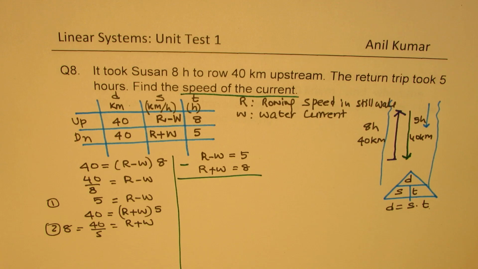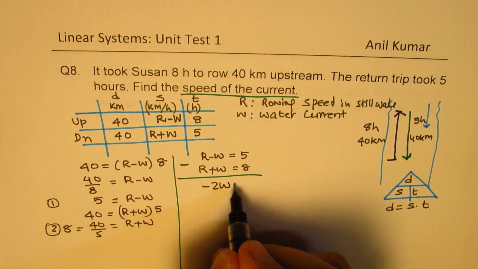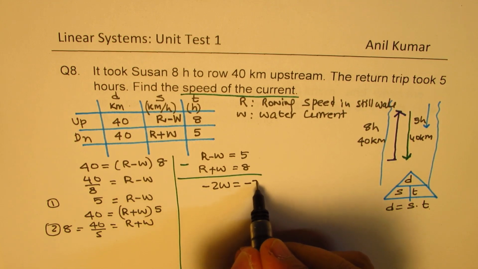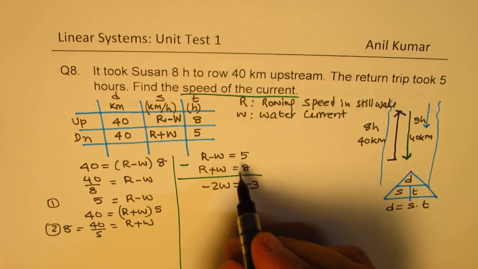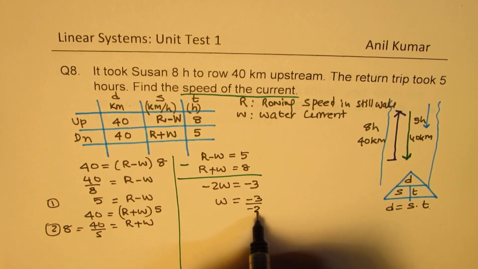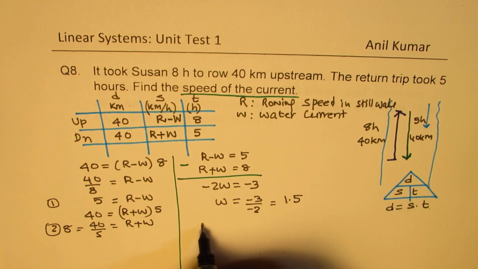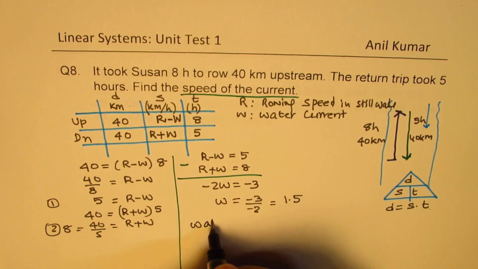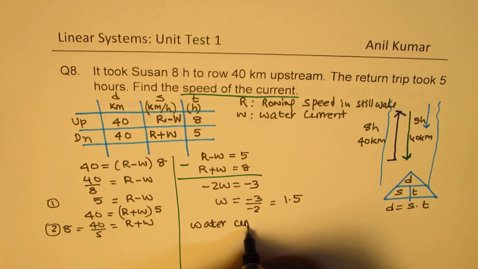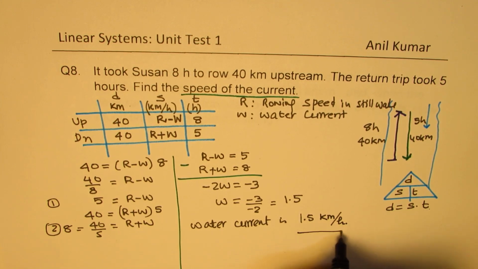So we'll just subtract. When I subtract, R and R cancel and we get minus 2 times W equals minus 3. Correct? So the speed of the water will be minus 3 divided by minus 2, right? Which is 1.5. So the water current is 1.5 units, kilometers per hour. Does it make sense to you? So that is how you can find the solution.